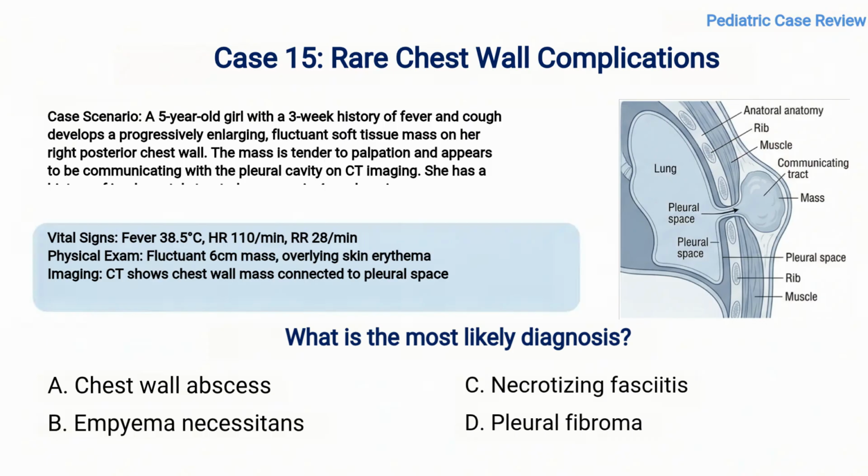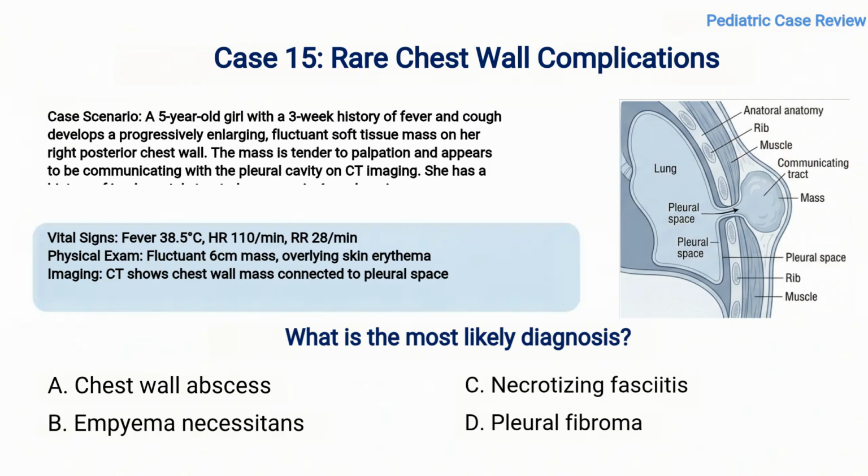Vital signs show fever 38.5 degrees Celsius, heart rate 110 beats per minute, and respiratory rate 28 breaths per minute. Physical exam reveals a fluctuant 6 centimeter mass with overlying skin redness. Computed tomography shows a chest wall mass connected to the pleural space. What is the most likely diagnosis?